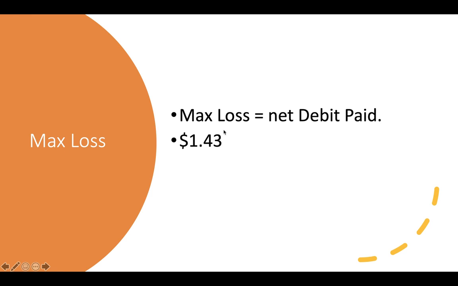So here's how we calculate max loss. This is very simple. The max loss is just going to be the net debit paid. Since we are longer than we are short, the most we can lose is the amount that we actually paid. So it's $1.43. Next slide.